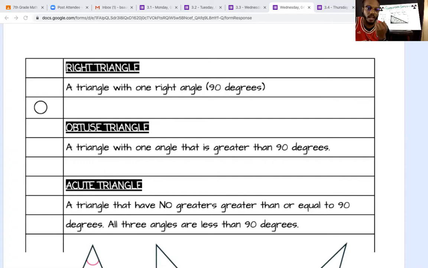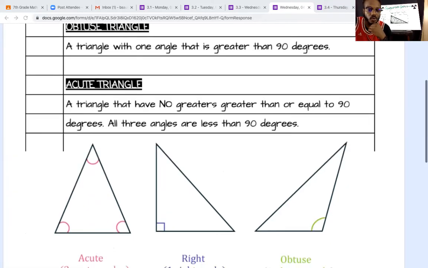It's a triangle with one right angle. An obtuse triangle is a triangle with one angle that is greater than 90 degrees. And an acute triangle is a triangle that has no angles greater than or equal to 90 degrees. This should say no angles greater than or equal to 90 degrees. I'm actually gonna go and fix that. So by the time you watch this video, you're gonna be wondering why mine looks different.